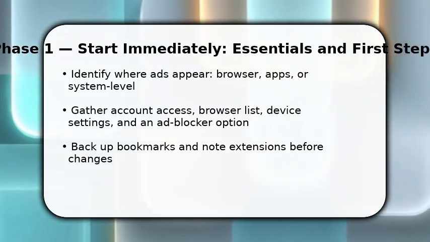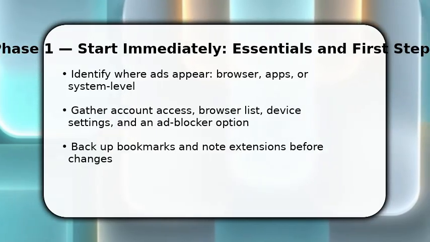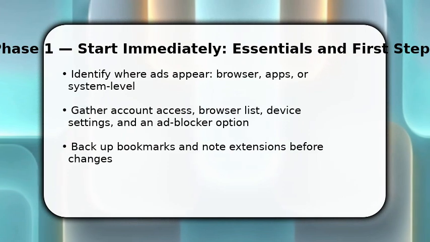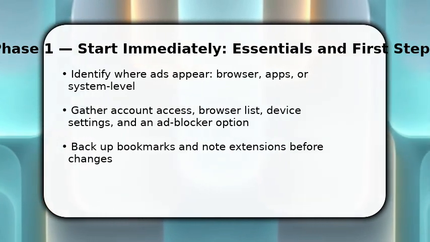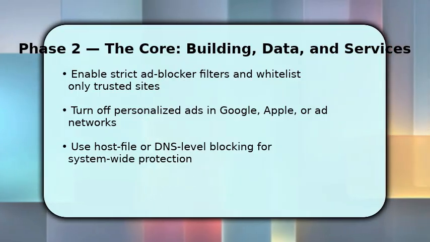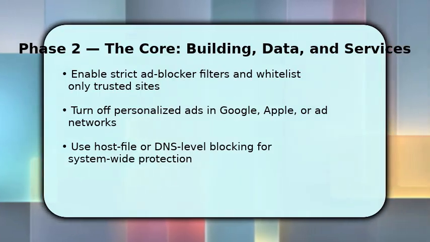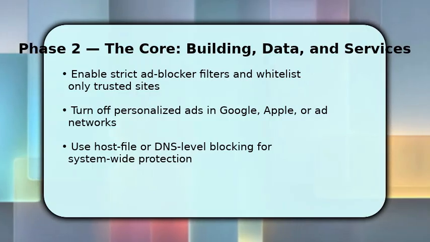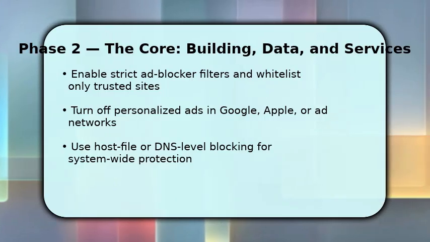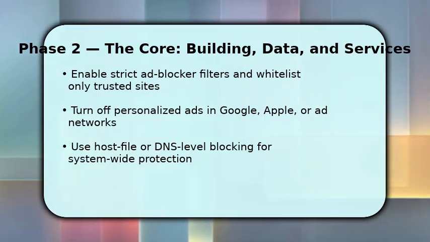Next, disable unnecessary notifications and revoke permissions from apps that can overlay content, because that cuts off many ad vectors early. Now configure deeper layers. Open the ad blocker and switch to aggressive or privacy-oriented filter lists, then whitelist essential sites. Simultaneously, go to Google or Apple ad settings and disable personalized ads. Doing so reduces targeted pop-ups.